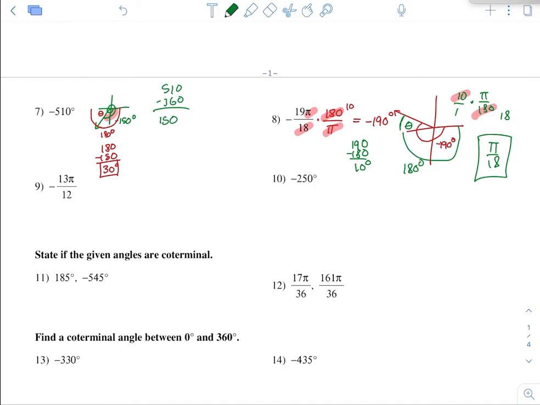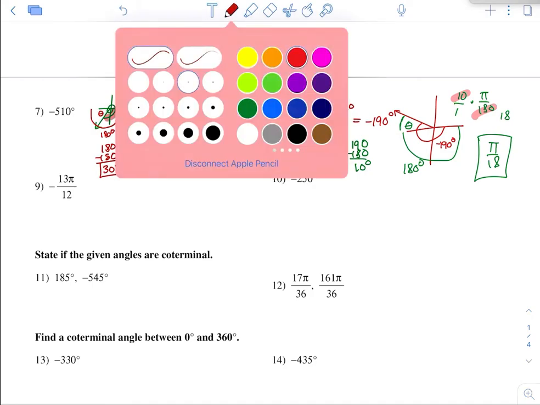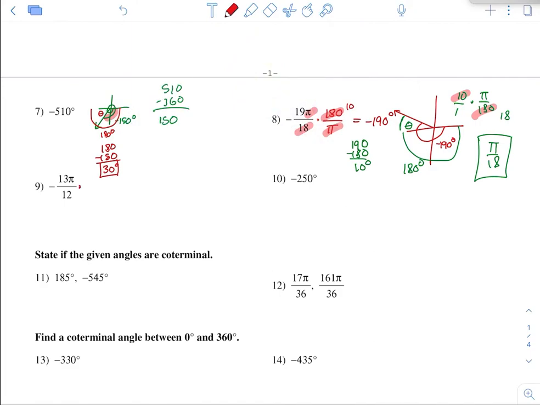Okay, 9. I'm going to change this to be in degrees. So 180 over pi. Cancel. 12 goes into 18 15 times. So 13 times 15, that's going to be 195. So we're going to get negative 195 degrees. If you drew a sketch, negative 195 is right around there.